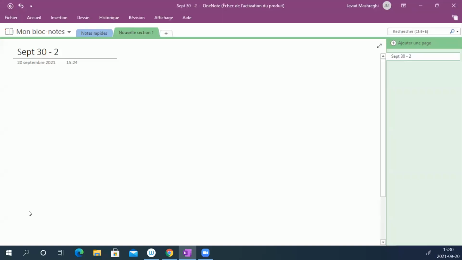Not 30. This is not correct, but at least, do you see the page? It's written September 30th, number 2. I should change it to 20th. Yes. Thank you. 20th indeed.